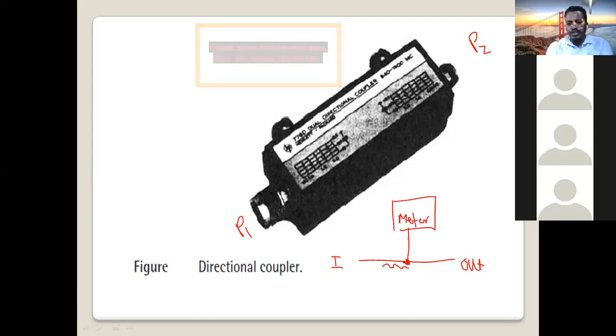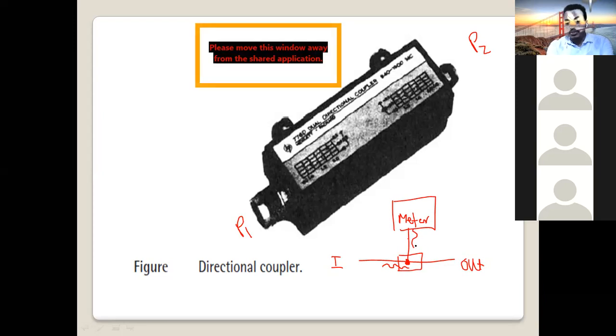So instead of this, we connect a directional coupler here. So only a small part of the signal will go to what? Most of the signal is transmitted directly, but a small part of the signal will go to the meter for measurement purposes, for monitoring purposes, for evaluation, automatic level control. It has so many applications.